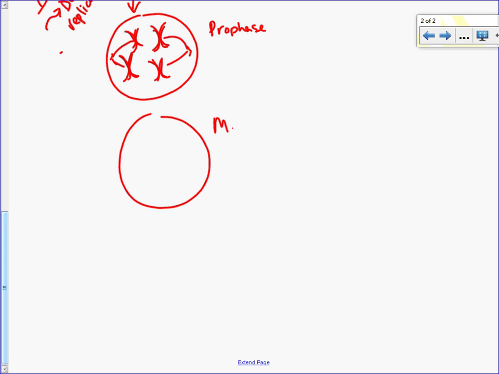Then in metaphase 2, now our chromosomes line up in the middle, just like in mitosis. The only difference is that now we're talking about germ cells. So they line up in the middle.